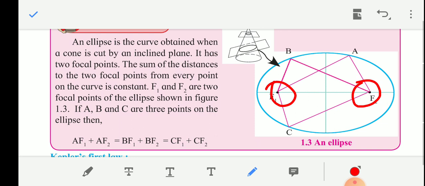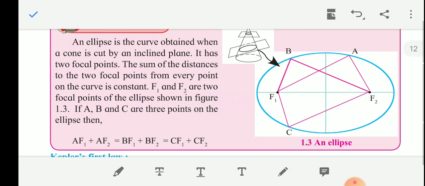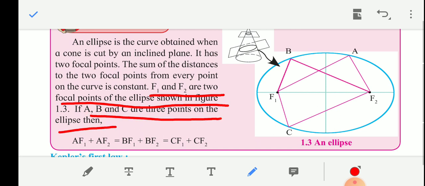Like last year in the light section, we had already studied the mirror, and in that we studied the foci. In this particular topic, we are talking about the ellipse, and the ellipse has one specific property. You can see over here, F1 and F2 are 2 focal points of the ellipse shown in the figure, and these 3 points are on the ellipse.